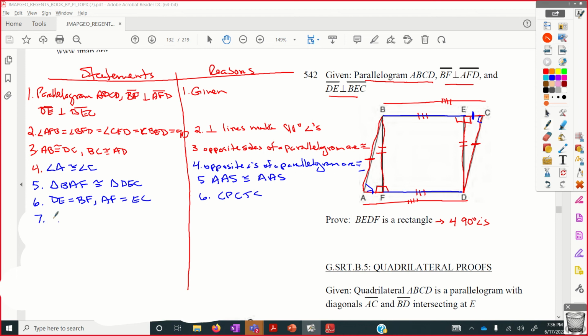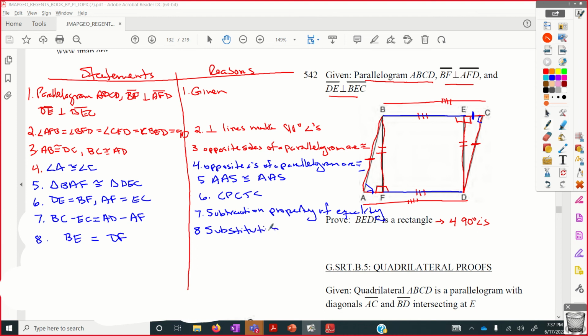Then we're going to do some subtraction. So BC, which is this whole side, take away EC, is equal to AD, take away AF. That's a subtraction property of equality, because we already know that BC and AD were equal. We just said that AF and EC were equal. Switch out BC minus EC for BE, and AD minus AF for DF, with either substitution or segment addition.